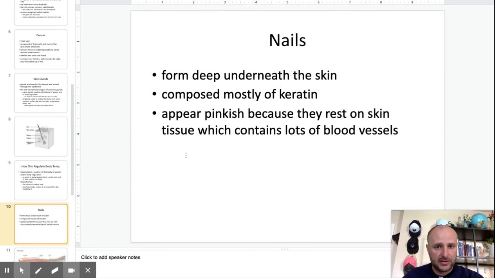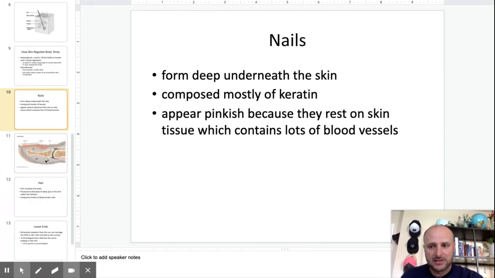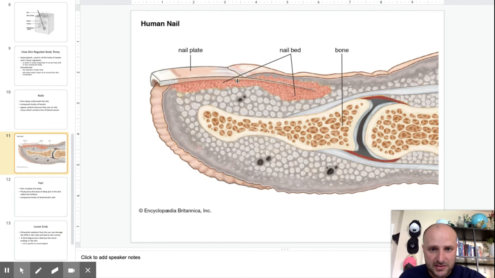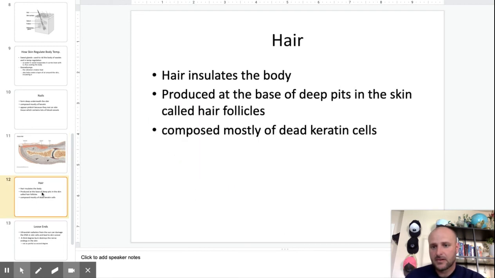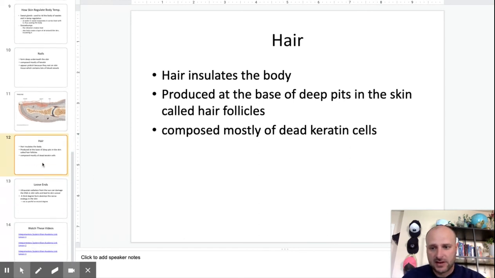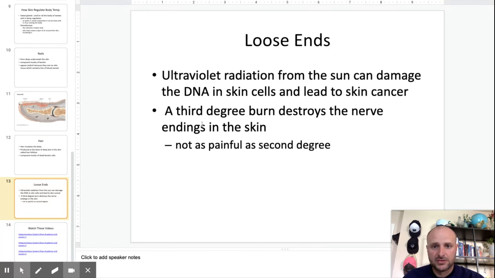Nails form deep underneath the skin. They're made of keratin too. They appear pinkish because they rest on the skin. So here's an example of a nail, how it originates deep underneath. And then there's the nail bed with all the pinkish blood cells, and that's why it appears pink. Hair helps insulate the body. It's produced at the deep pits of hair follicles deep within the skin, composed mostly of keratin cells also.